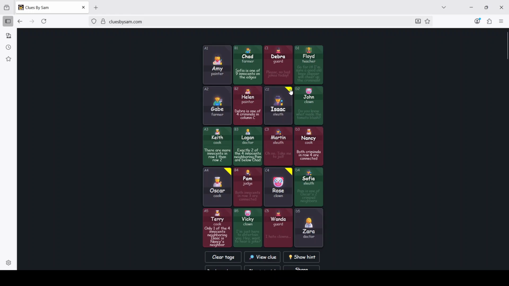Anyway, so if Isaac is innocent, then to ensure that row 1 has more innocents than row 2, Amy has to be innocent and Gabe has to be a criminal. But we also know that if Isaac is innocent, for there to be 4 criminals in this column, Rose is a criminal. And if Rose is a criminal, Oscar is innocent. Now let's count up. We've got 1, 2, 3, 4, 5, 6, 7, 8 innocents on the edges in this scenario, which means Zara would be the 9th innocent.